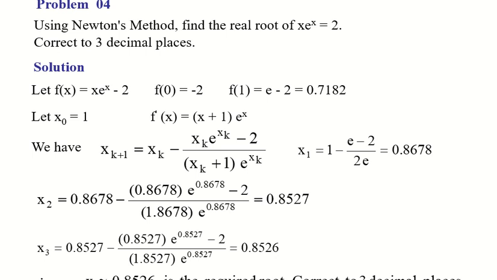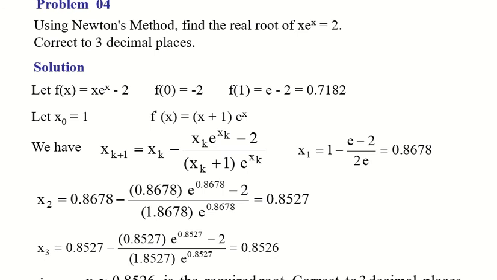What is f of xk? xk into e power xk minus 2. We are substituting here: xk e power xk minus 2 divided by xk plus 1 into e power xk. This is f dash of xk.